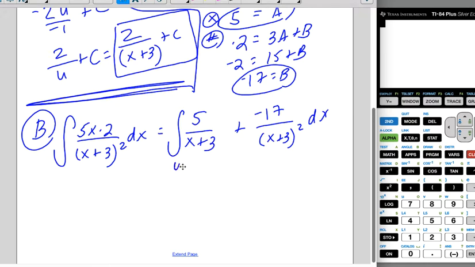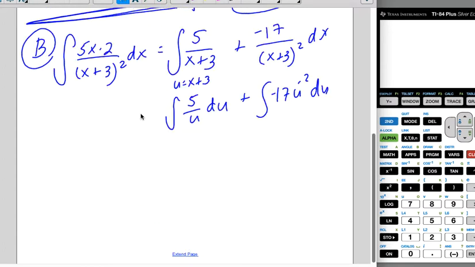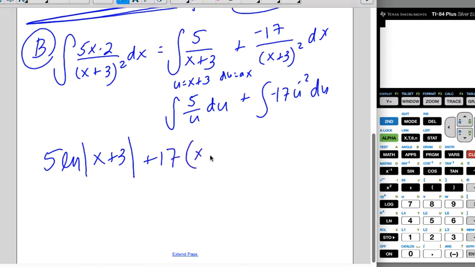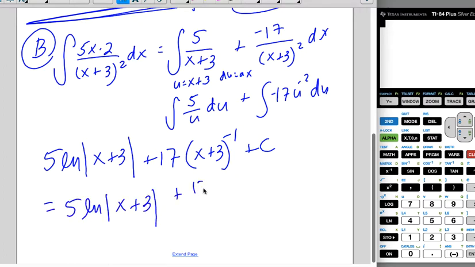So if we made u x plus 3, right? What's going to happen is we're essentially integrating 5 over u du, right? Plus this is a -17 u to the -2nd du, right? So du would just be dx. So we end up getting that this is a 5 natural log of the absolute value of u, right? And then when we up the power by 1, it's going to be a -1 and divided by the new power, so we're going to get a plus 17 times x plus 3 to the -1st plus c, and that's fine, although you're more likely to see it with the x plus 3 on the bottom, right? You're more likely to see it like this.